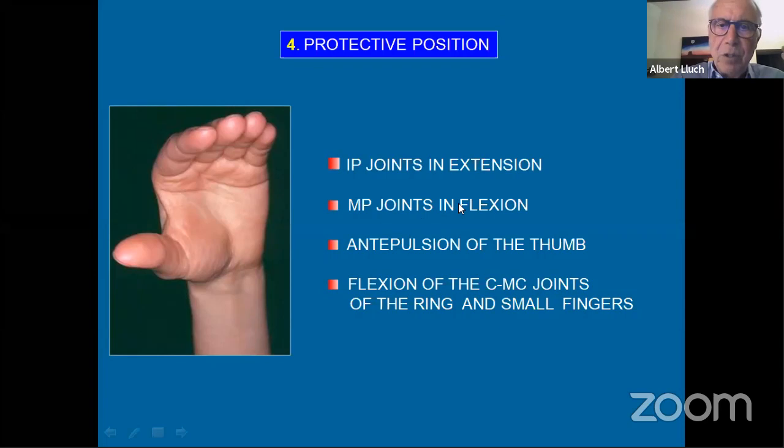Then the MP joints, they are coming next in importance. They should be immobilized in flexion, but the treatment of an MP joint in extension is quite easy. So it's important, but not so important. Then abduction of the thumb. The thumb should also be separated from the index finger. And also the carpometacarpal joints of the ring and the small fingers should be flexed.